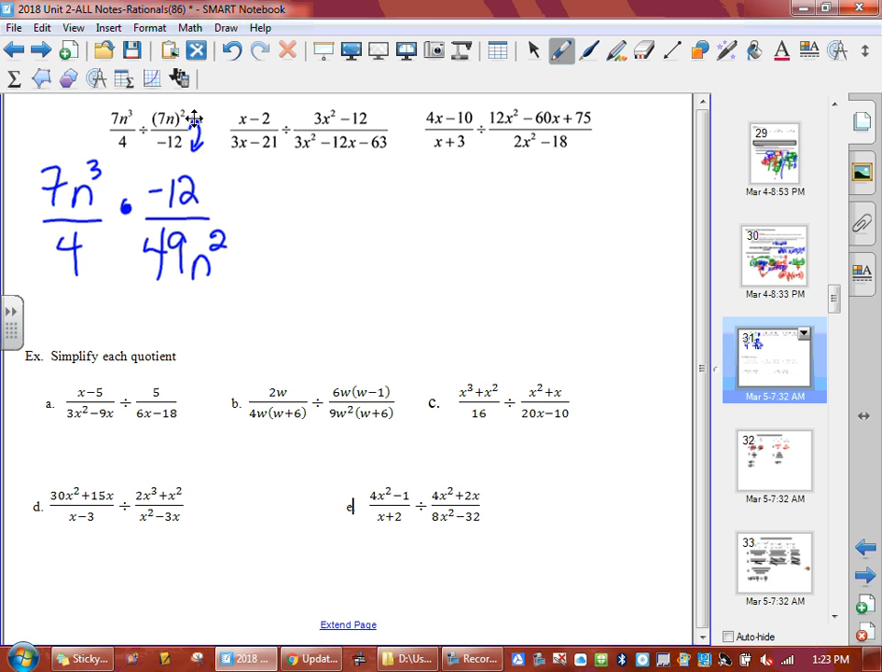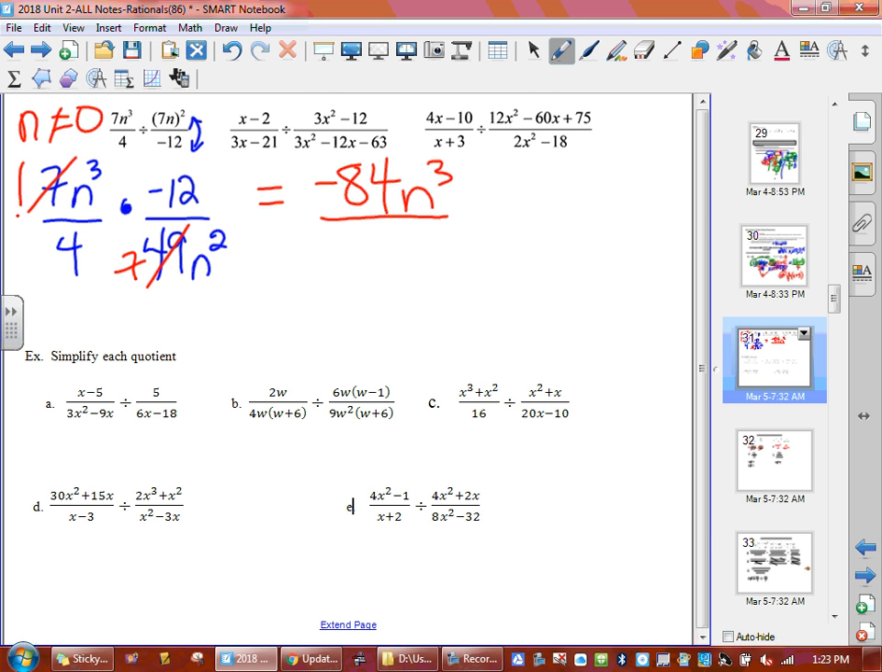Now we start cross-simplifying. So 49 divided by 7, 7 times. 7 divides by itself once. Now, if you don't like doing it this way, I'm going to show you a different way. Some people choose to just multiply the top straight across. So you would get negative 84n cubed. And then multiply the bottom straight across. What's 49 times 4? Let's go 6, 3, 196. Yep. n squared?